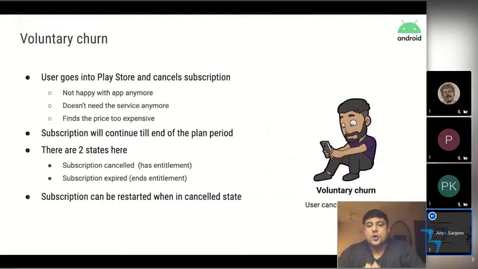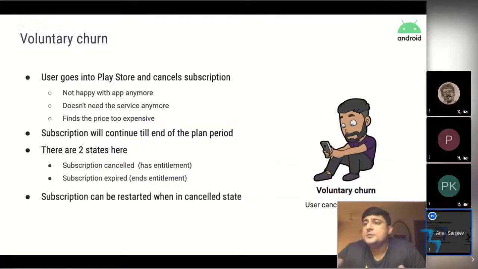Now, when it comes to voluntary churn, the user goes to the Play Store and cancels it. A couple of the common reasons are: not happy with the app anymore, or it did not meet my expectations. Or they do not need the service anymore. They tried it, maybe used it for some time, and then they feel like this is a service they're not going to use for a long period of time, so they cancel it.